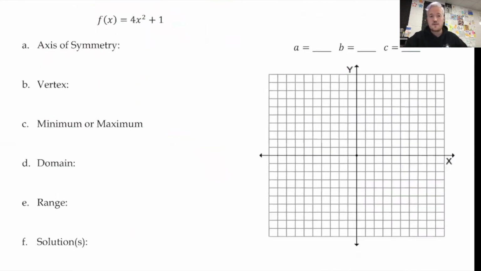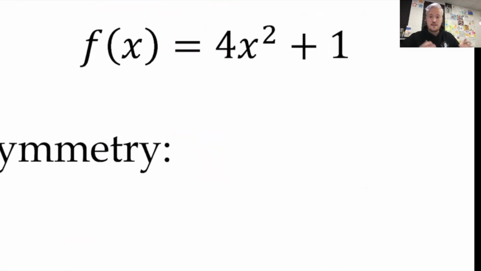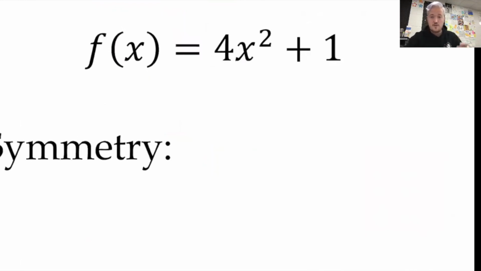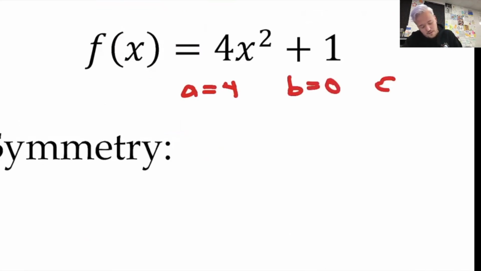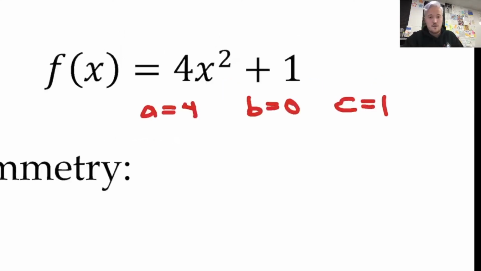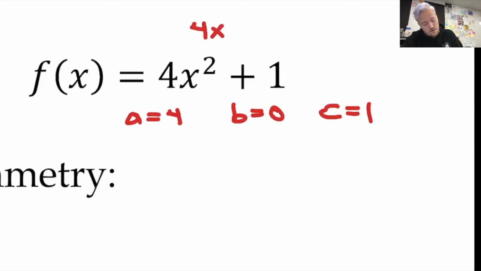So we have f of x equals 4x squared plus 1. Notice how this is a 2-term quadratic equation, so we're missing one of our terms. In this case, your a value is 4, your b value is 0, and your c value is 1. So this could be rewritten as 4x squared plus 0x plus 1. So we're missing our 0x term.